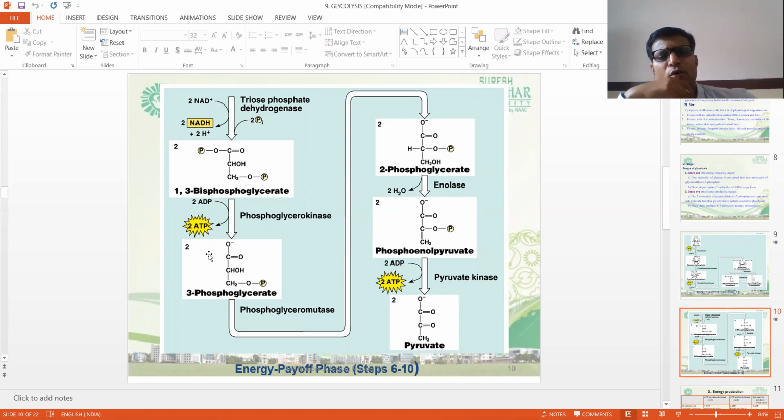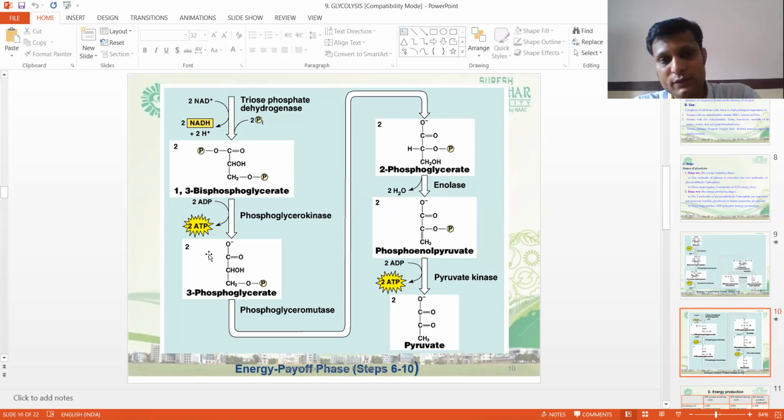Then phosphoglycerokinase acts. This enzyme phosphoglycerokinase acts on 1,3-biphosphoglycerate to give 3 phosphoglycerate. So now the energy is coming out from the phosphate group. We are removing 1 phosphate group and converting into 3 phosphoglycerate. In the conversion of 1,3-biphosphoglycerate to 3 phosphoglycerate, there is a removal of 1 phosphate group. That phosphate group will yield 2 ATP. What will it yield? It will yield 2 ATP.